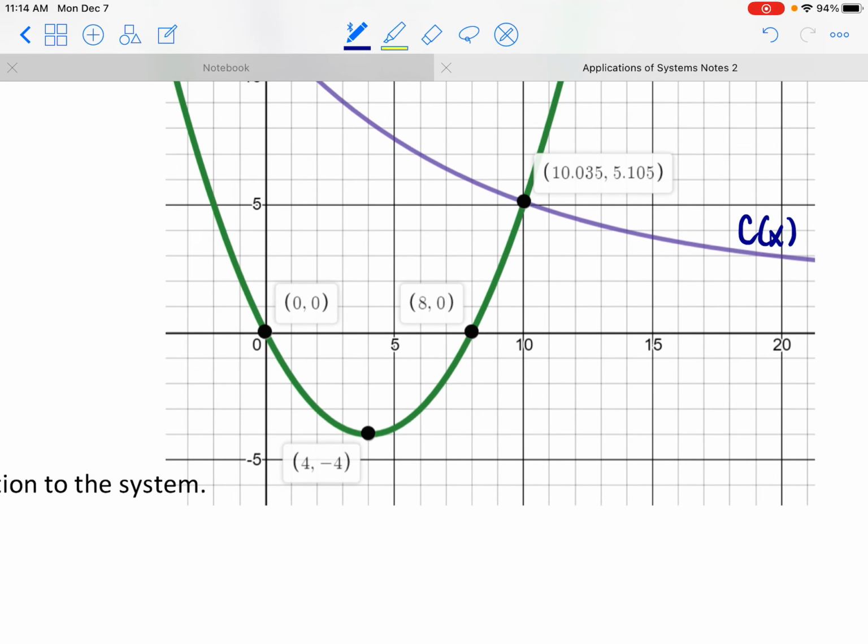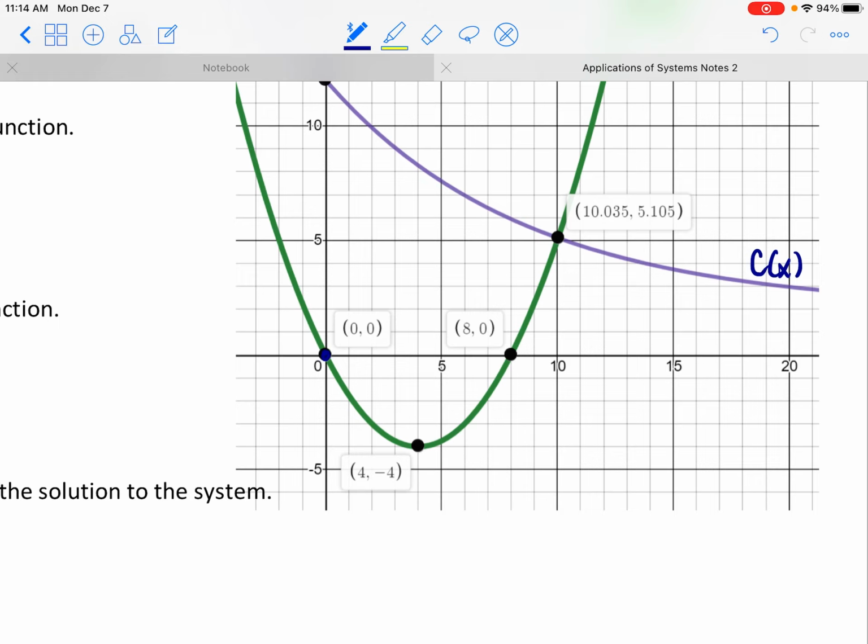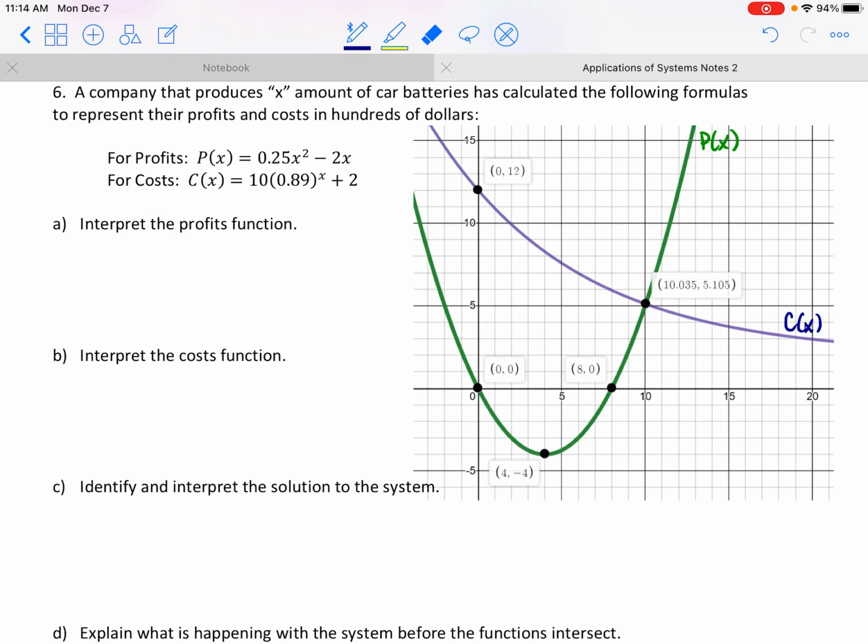With P of X, I know there's an entire parabola shown on the graph here, but nothing really makes sense before the y-intercept. So X is the amount of car batteries. What does the y have to represent? Well, it could be profits or it could be cost, depending on which function we're looking at. The x-axis here is the amount of batteries, and the y-axis is either costs or profits depending on the function.